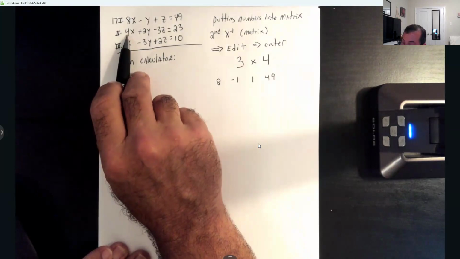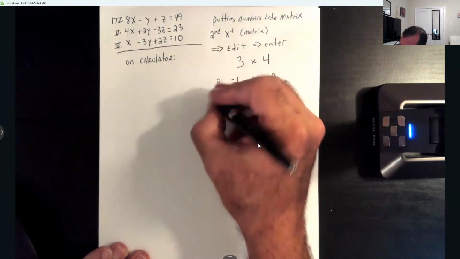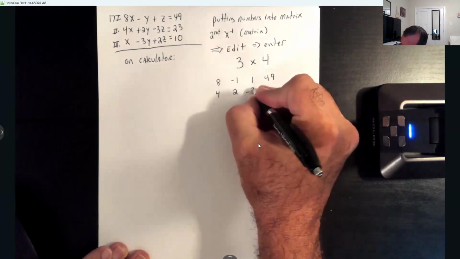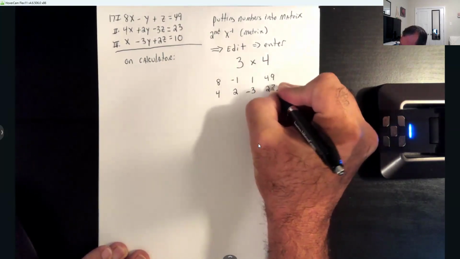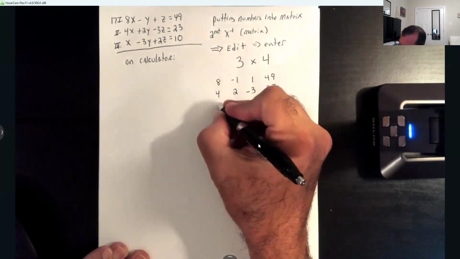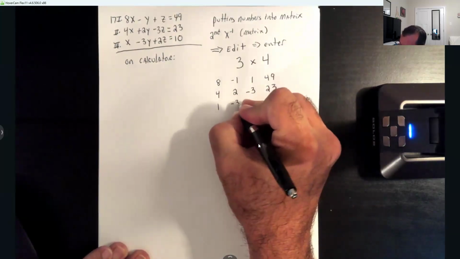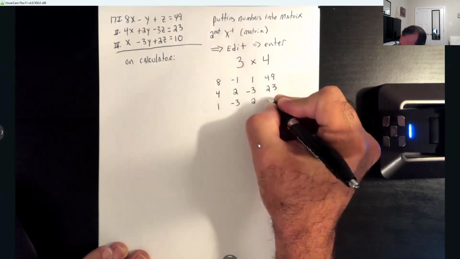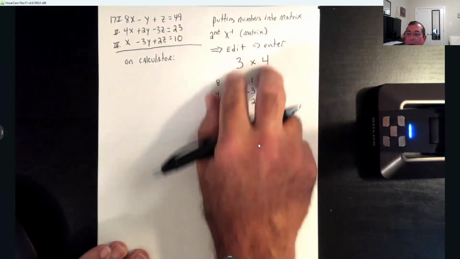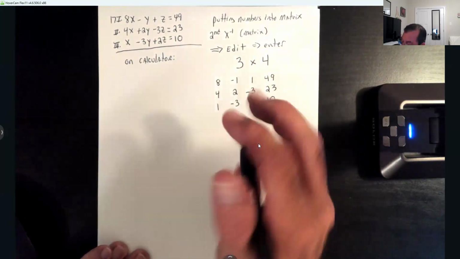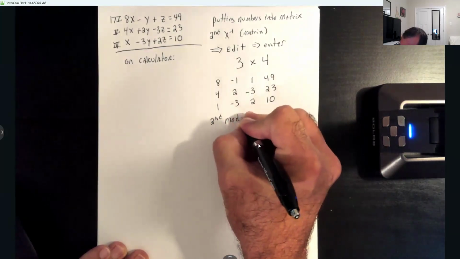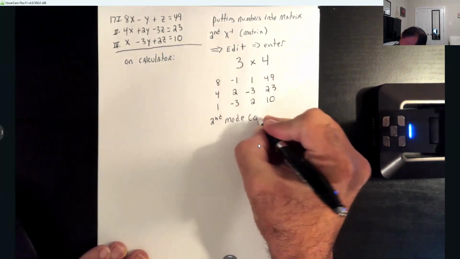Then we'll come down and put the numbers for the second equation. 4, 2, negative 3, 23. Then the last equation, I got a 1, negative 3, 2, and 10. Once I've hit enter on all these numbers, I'm going to hit second mode. And what that does is it quits the screen.